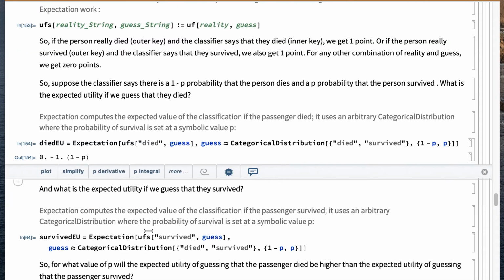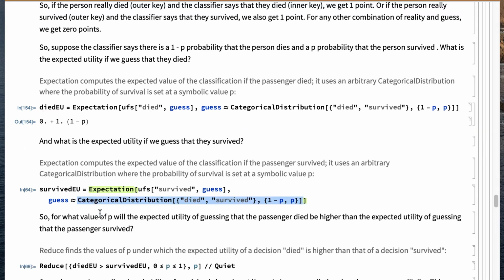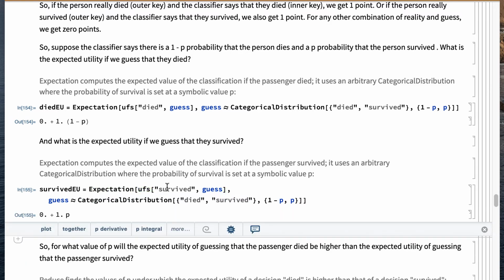And then we can compute, hey, what's the expected utility if we guess that they survived? And so here we're going to say, here's our categorical distribution. And now what we're interested in is what's the expected utility if they survived given that guess. So we compute that. So we now have our expected score if in fact they died, and if we predict they died. Our expected score if we predict they died. And here's our expected score if we predict that they survived.